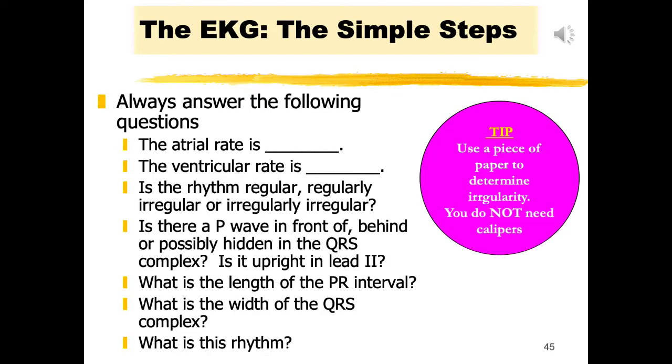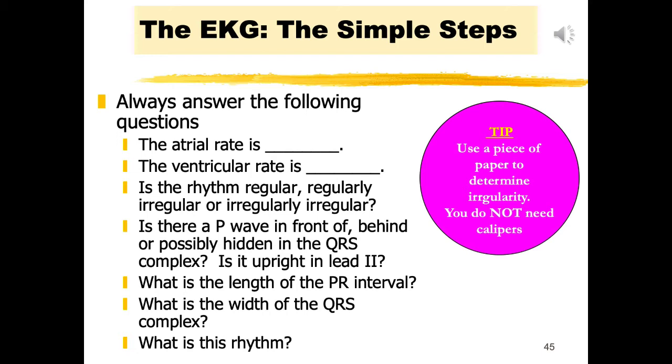Now we're ready to start going through the questions to start determining rhythm interpretation. Answer the questions in the following order. What is the atrial rate? What is the ventricular rate? Is the rhythm regular, regularly irregular, or irregularly irregular? Is there a P wave in front of, behind, or possibly hidden in a QRS complex?